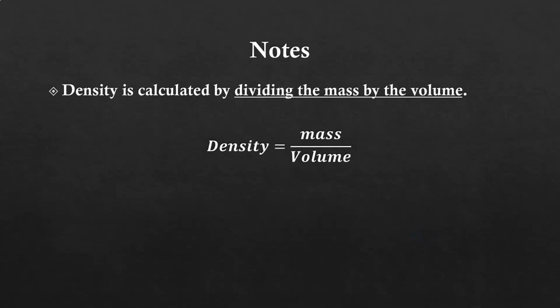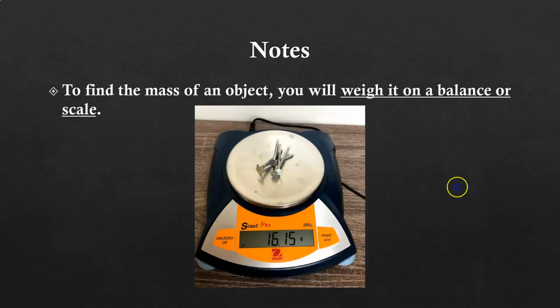So density is calculated by dividing the mass by the volume. So it's a ratio between two extensive physical properties of a substance. To find the mass of an object, you weigh it on a balance or a scale. So we have a digital scale here, or balance.